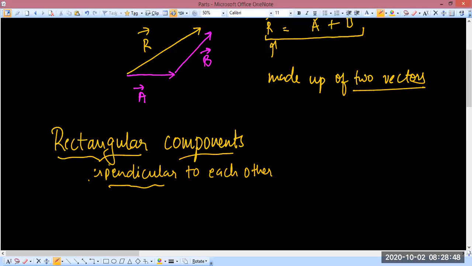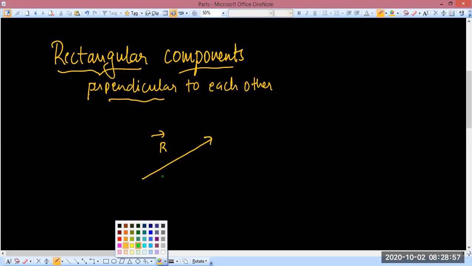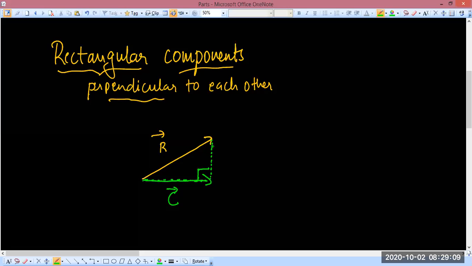Okay, so what does this mean? Have a look. Suppose the same R vector, let's say this is that same R vector. I could also imagine or think of two vectors like this. Do you understand what I've drawn?